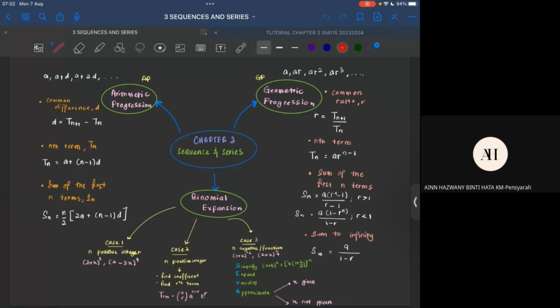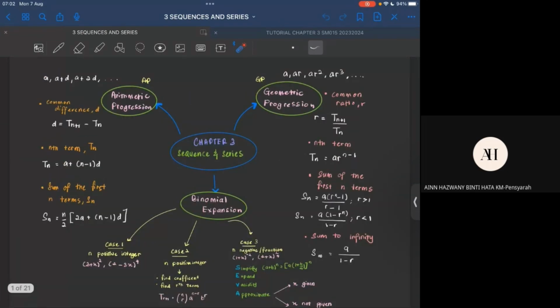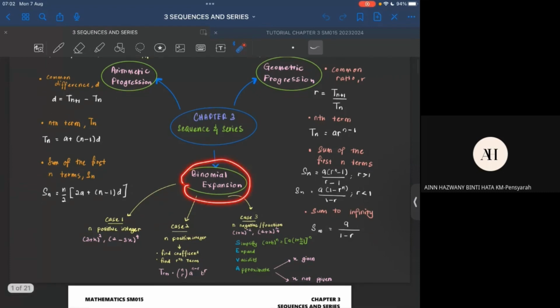main subtopics, which is the first one is sequence and series, which is we akan cover arithmetic progression and also geometric progression. Okay, so ini saya rasa kamu sangat familiar daripada SPM. Okay, and then for 3.2 second subtopic kita akan tengok binomial expansion. Ini mungkin ada benda baru, saya pun tak pasti kamu dah belajar ataupun belum. Okay, but for today saya tak nak start 3.1, saya akan terus pergi kepada 3.2 binomial expansion.